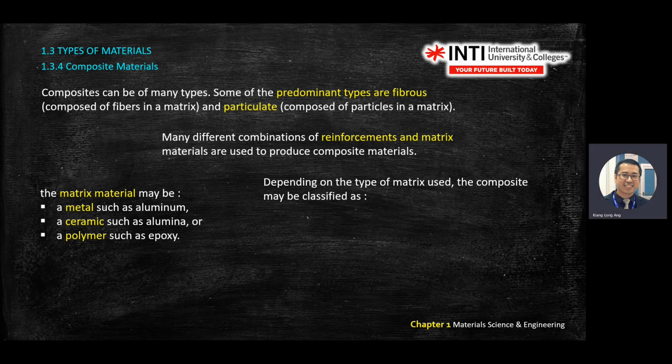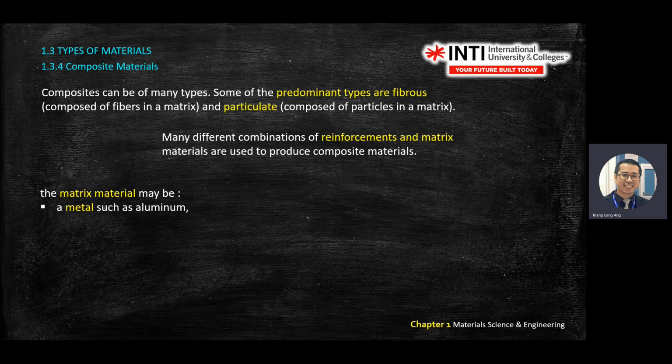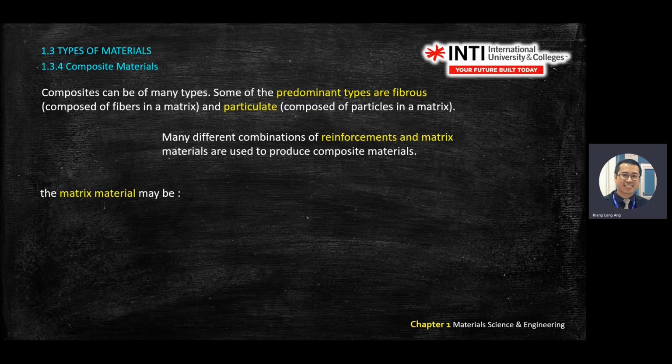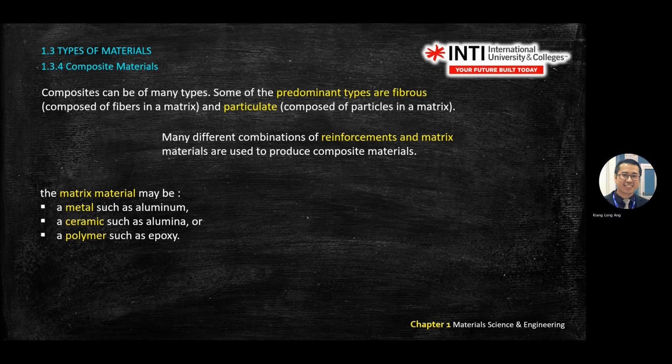Okay, matrix material, these are the examples. Just now the important part is the diagram. Then here are some examples of what kind of matrix you can use. There are 3 examples that you can use as a matrix: metal, ceramic, and polymer. These are the 3 types of element that we discussed just now: metallic elements, ceramic, and polymer. You can mix them as matrix material.